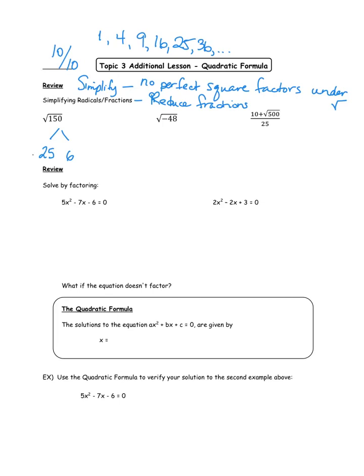Now, because it's a square root, both of these have square roots on them. So to simplify it, this perfect square 25 comes outside the radical and gets reduced. The square root of 25, of course, is 5, so that becomes a 5. And the square root of 6 can't be reduced any further, so I'll leave that as a square root of 6. And that is, of course, what we consider the simplified version.